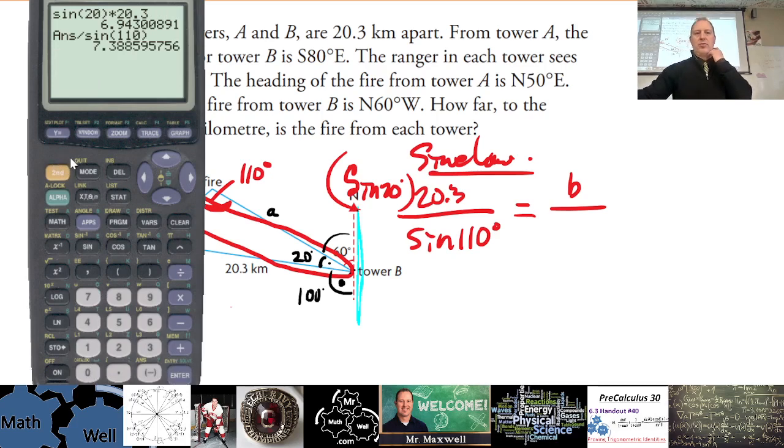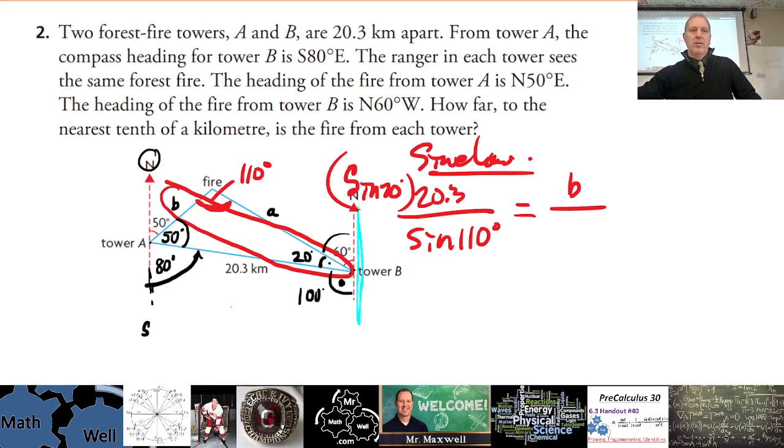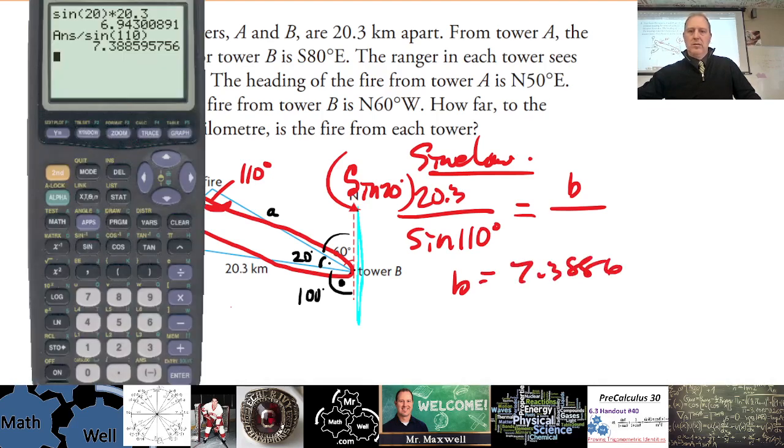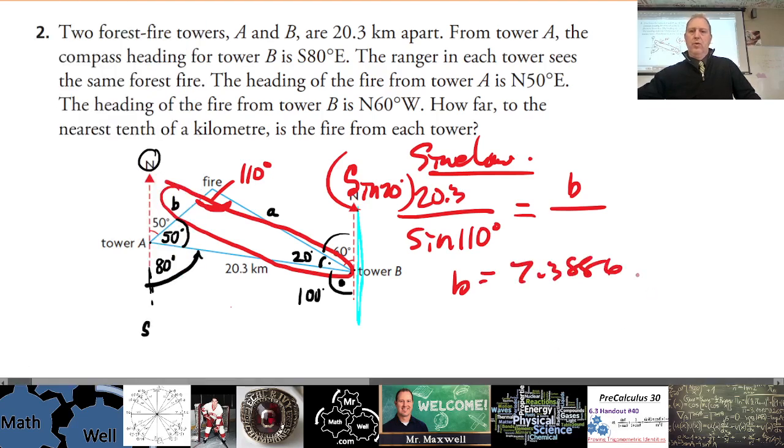So I get 7.38859. Does anybody else get that? Anyone else confirmed? Yeah, I'm seeing some nods. Awesome. So B is 7.3886. Let's keep all the decimal places for now. Okay, so that's going to be kilometers, from tower A to the fire.